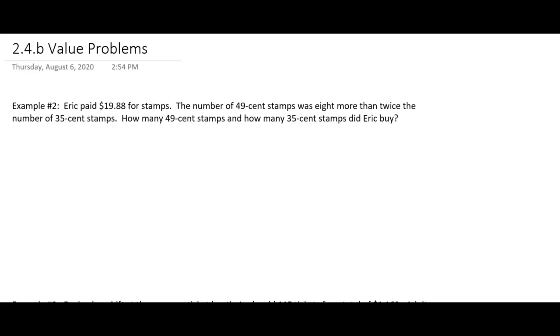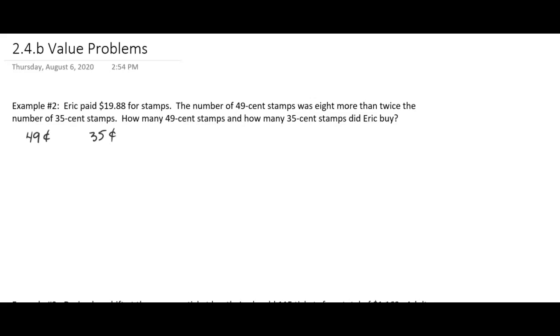So we have a couple more value problems. Example 2: Eric paid $19.88 for stamps. The number of 49-cent stamps was 8 more than twice the number of 35-cent stamps. So he's buying two kinds of stamps, 49-cent stamps and 35-cent stamps.